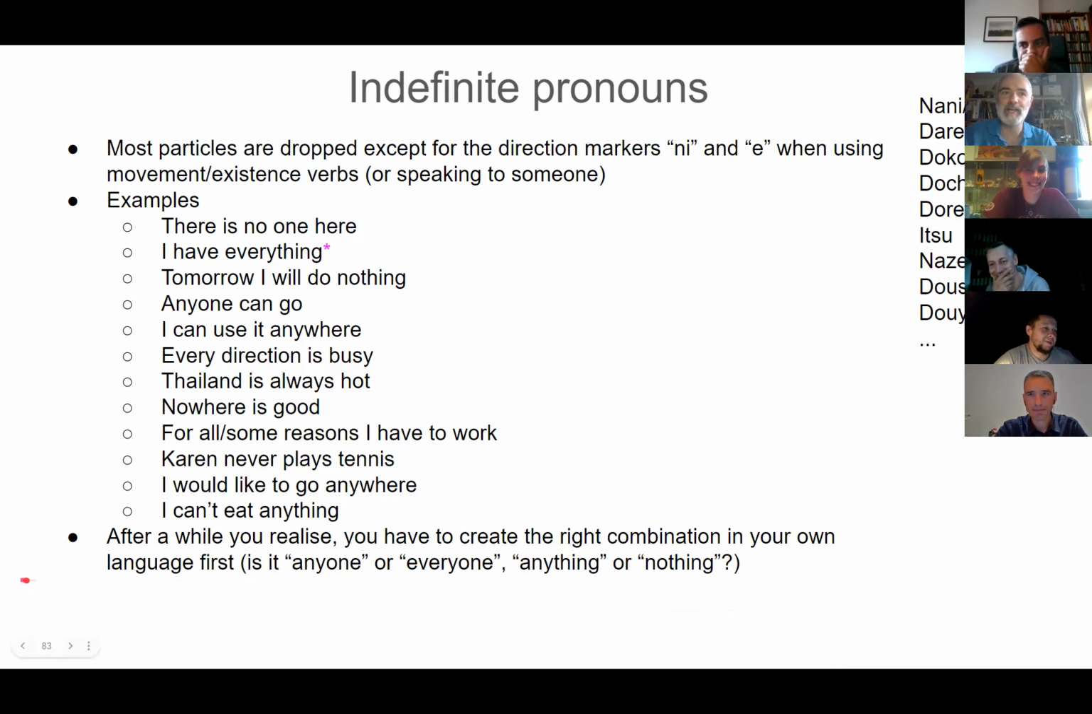Okay. So after a bit of practice of this, you realize you have to create the right combination in your own language first. So sometimes check yourself: do you mean anyone or everyone? Is it anything or nothing? For example, I can't eat anything. If you said nandemo taberaremasen, if you were stood in front of a table with some choices, or you've got a menu with a choice of meat, fish, garbage, then if you only had these choices, nandemo taberaremasen, I can't eat any of them, would be correct.